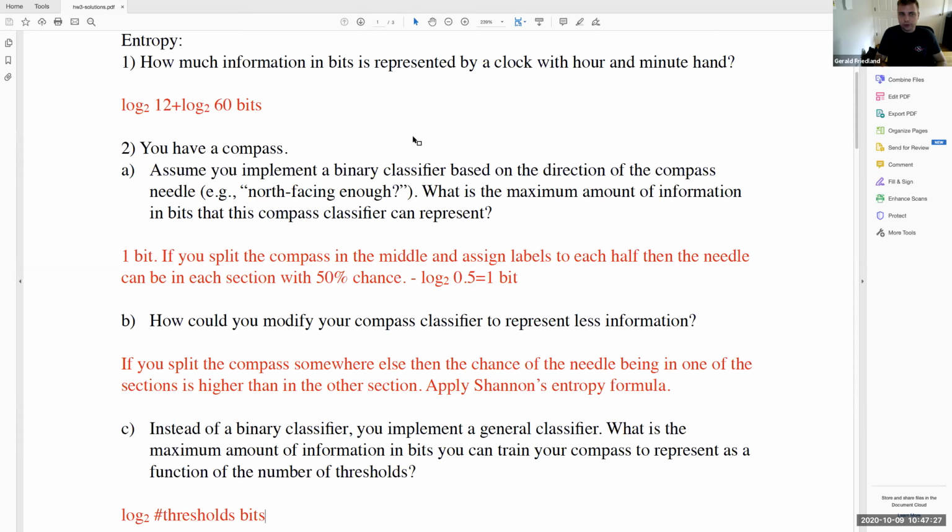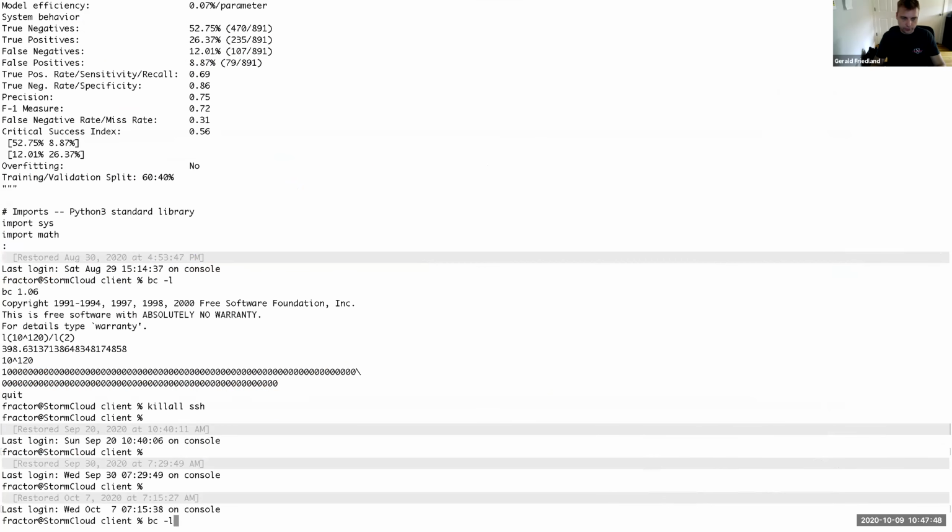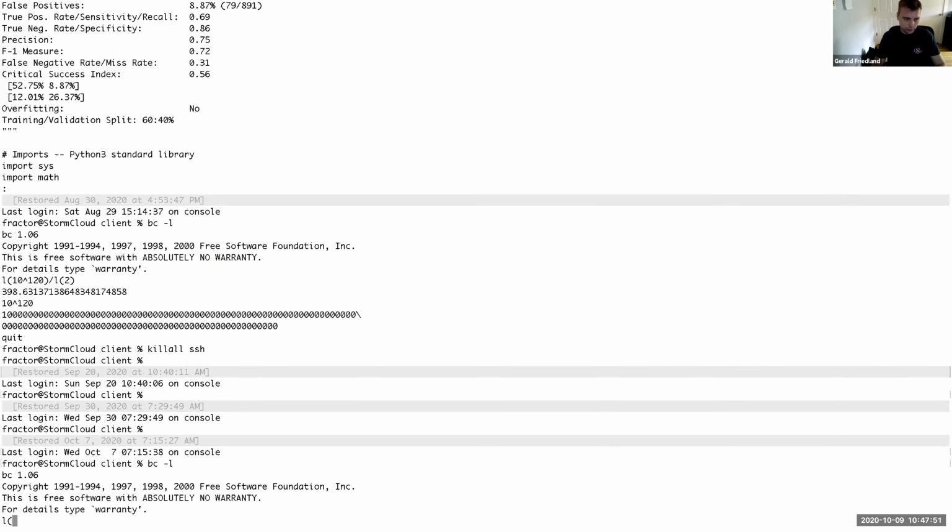Then you would have log2 12 plus log2 60 bits, because you have an hour hand, which could be in one of 12 states, and a minute hand, which could be in one of 60 states. And all you have to do is add those. I actually didn't do the math here, but let's do the math. What you do is ln 12 plus ln 60, and that divided by ln 2, because you do log base 2.